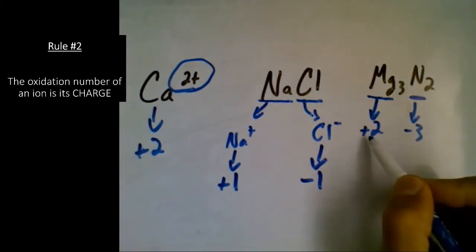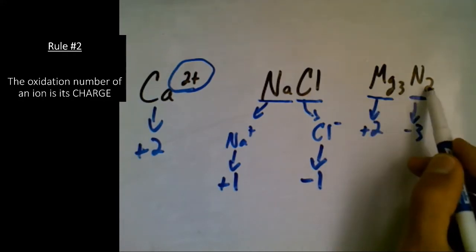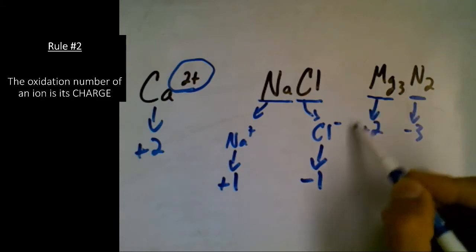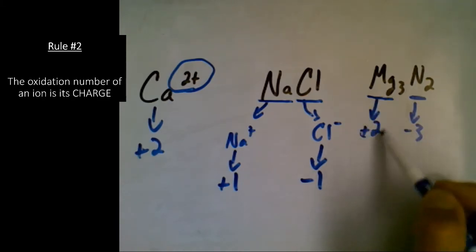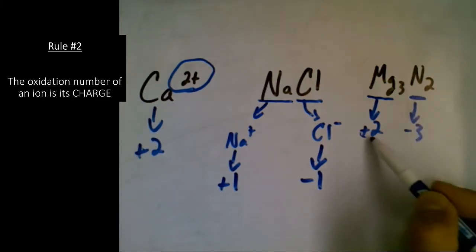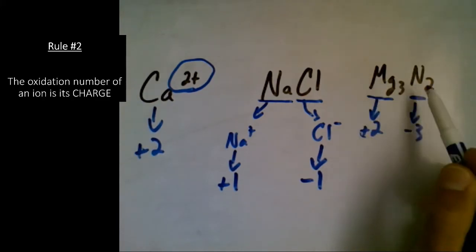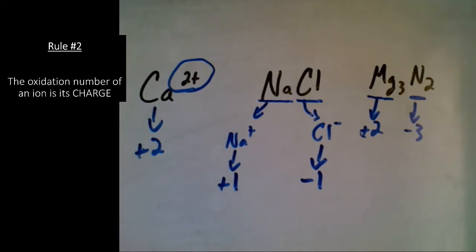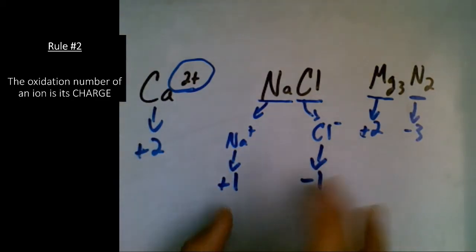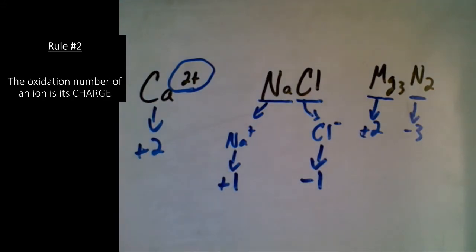You can use your periodic table to look for charges, or you can backtrack based on the actual structure of that ionic compound. But the charge of magnesium is +2. The charge of nitrogen is -3. So those are the oxidation numbers for magnesium and nitrogen. So that's rule number 2. The oxidation number of any ion is the charge of that ion. So let's move on and take a look at rule number 3.